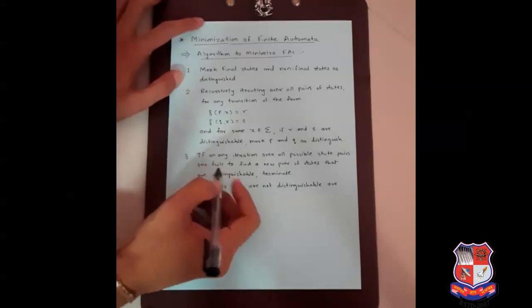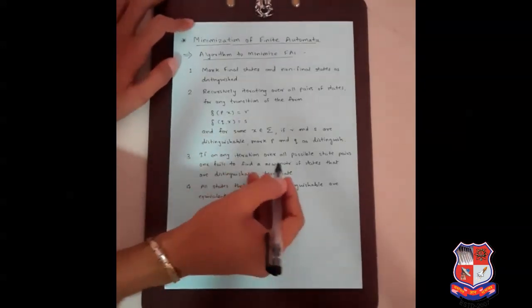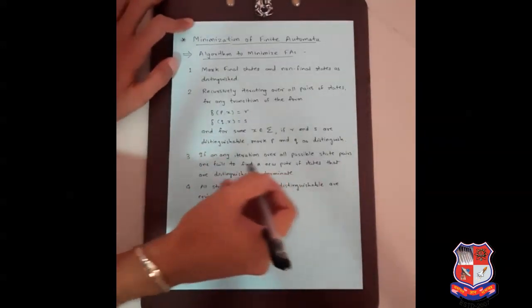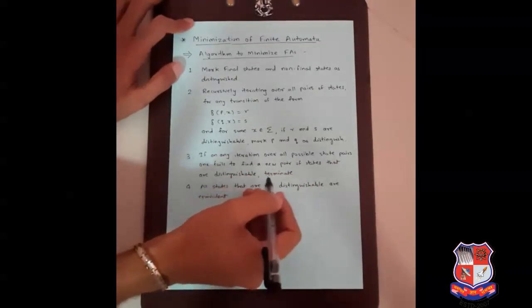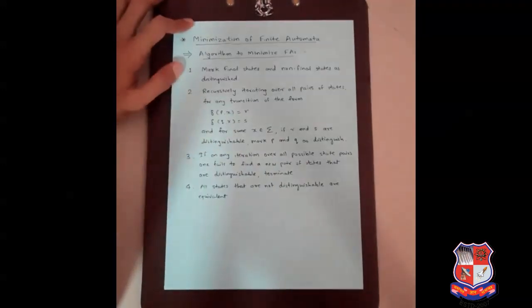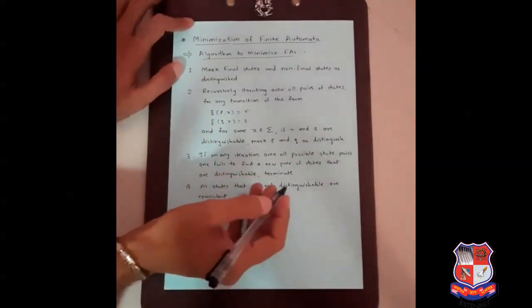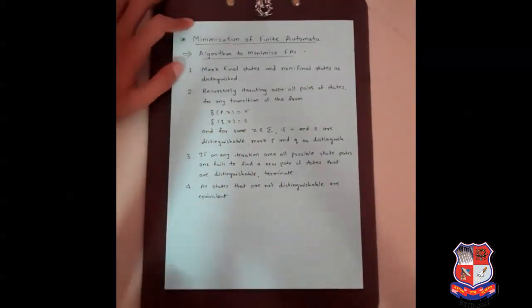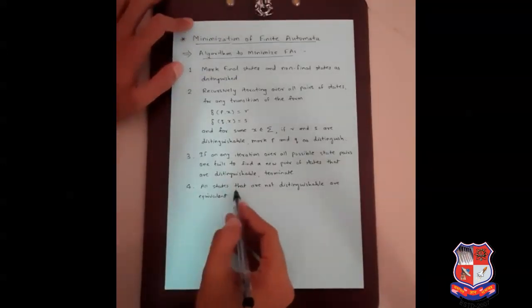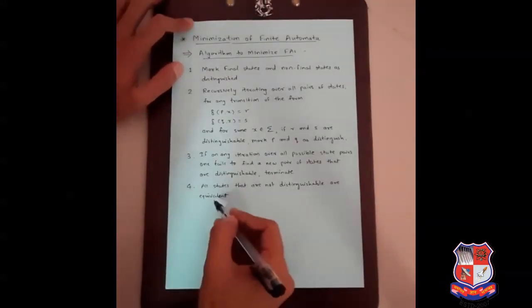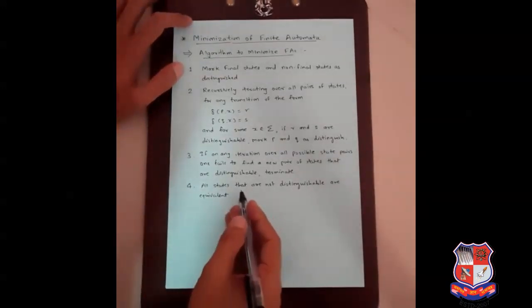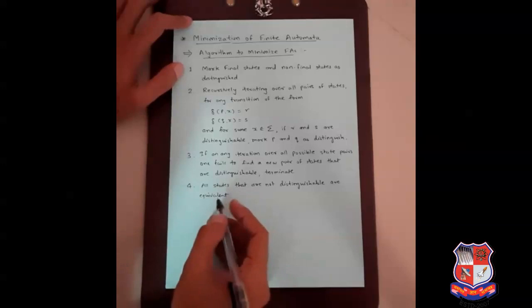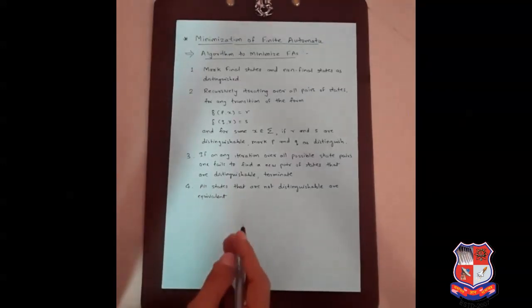Now the third step is, if on any iteration over all possible state pairs one fails to find a new pair of states that are distinguishable, terminate it. Means once we are not able to find new pairs, at that time we have to stop the procedure. Now all states that are not distinguishable are equivalent. Means the pairs which are not marked become equal states. Now these are the 4 steps to minimize any given FA.